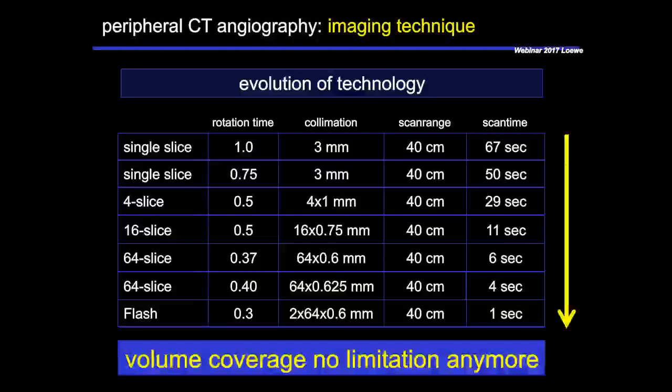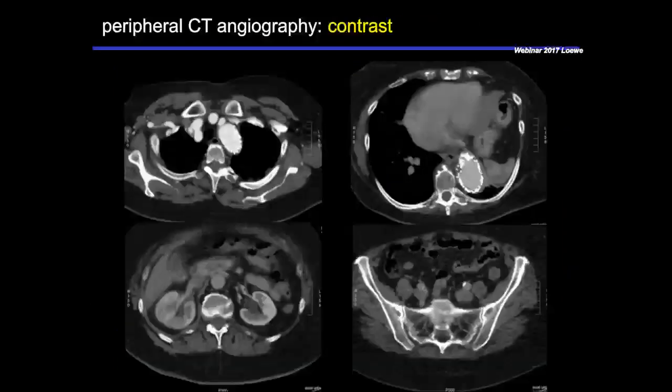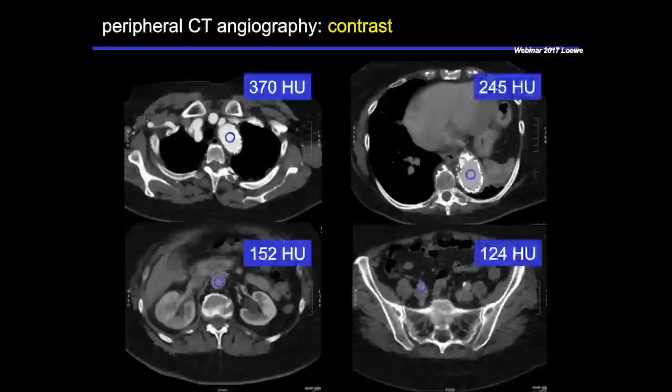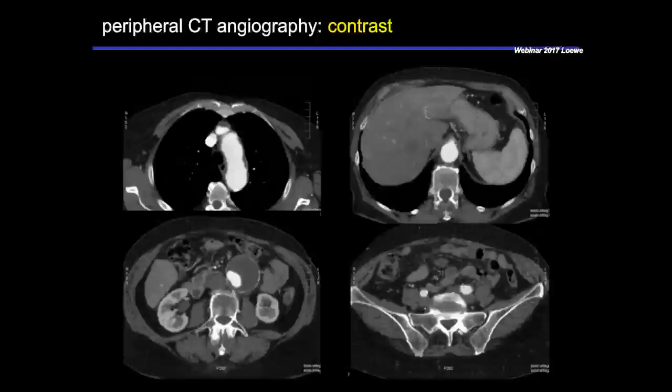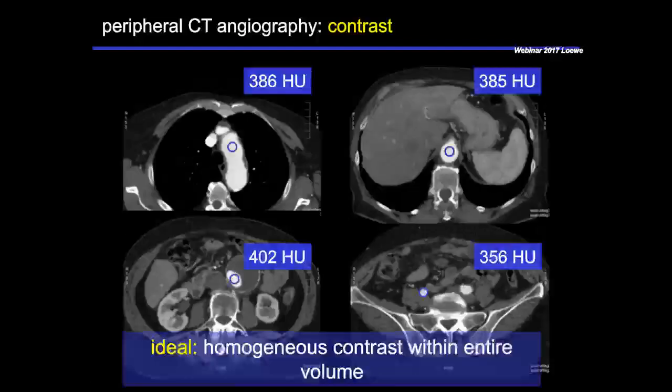What might be challenging is that we are scanning a little bit too fast, so the risk is that we are passing the bolus because our acquisition speed is faster than the blood flows, so we have to reduce our technically possible acquisition speed to avoid any passing of the bolus. We would like to end up with a very homogeneous, very bright contrast enhancement during the entire volume.